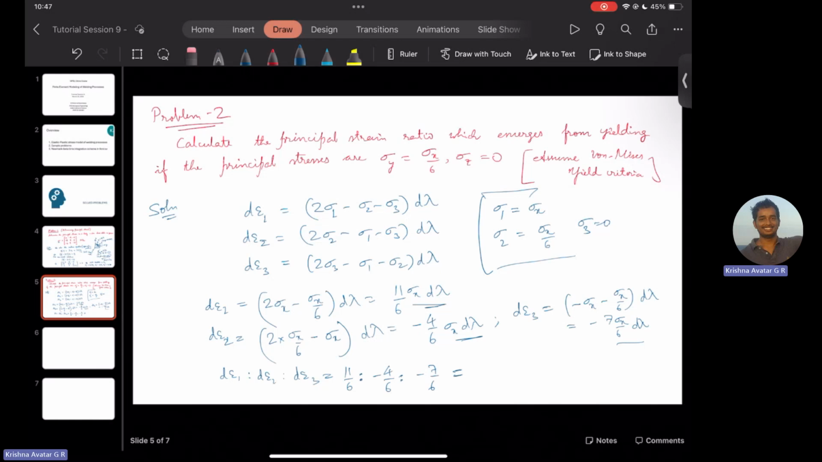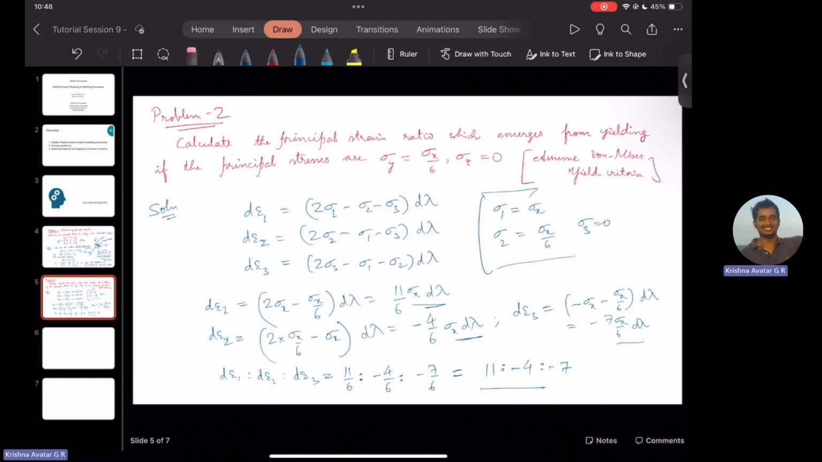So I'm just recalling, I hope the expressions are right for the strengths, just to confirm. 2σ1 minus σ2 minus σ3, okay. Yeah, they seem to be all fine. So these are fine. So this comes to 11 is to minus 4 is to minus 7, right? So here's our answer, right?